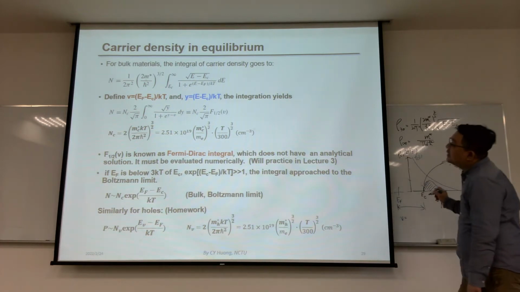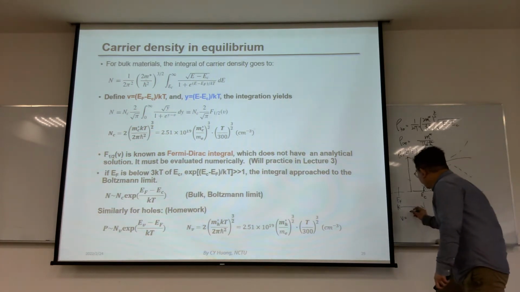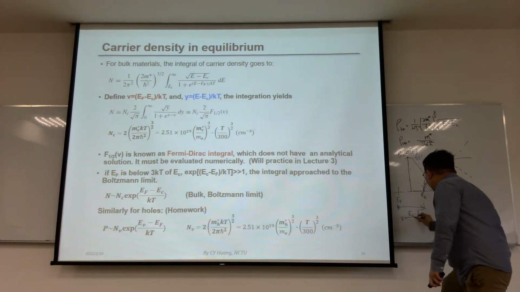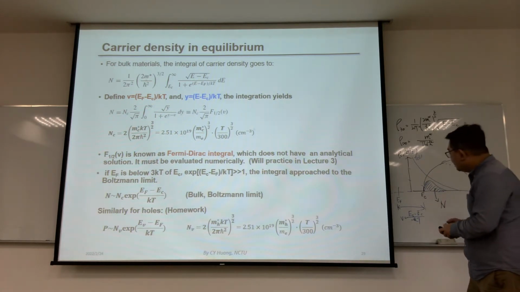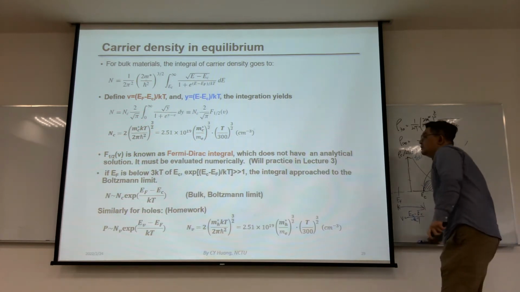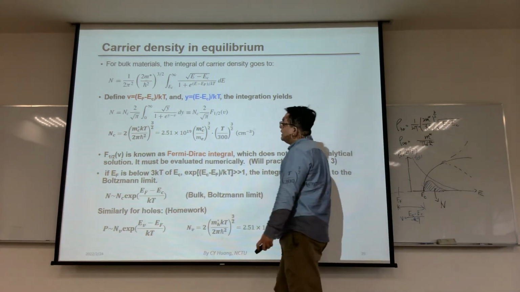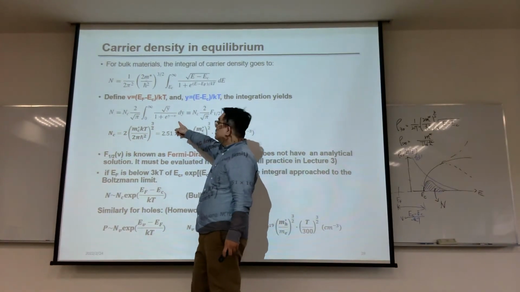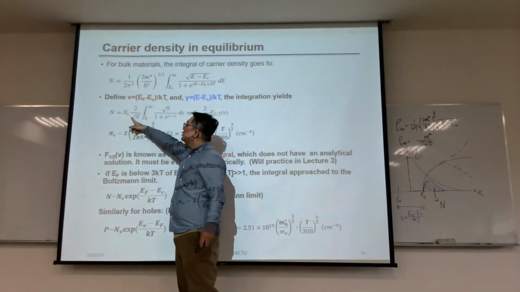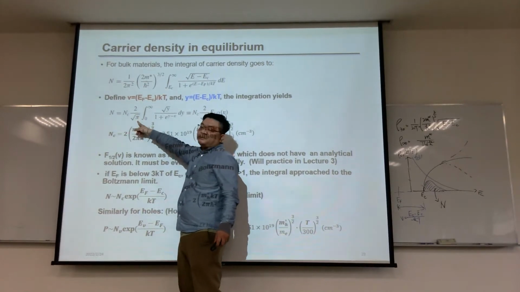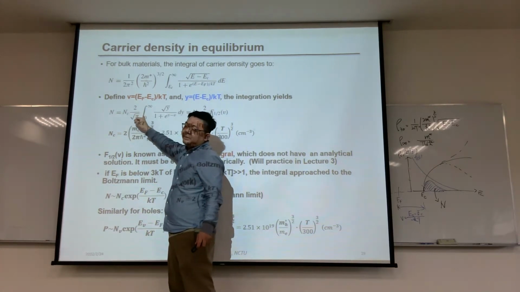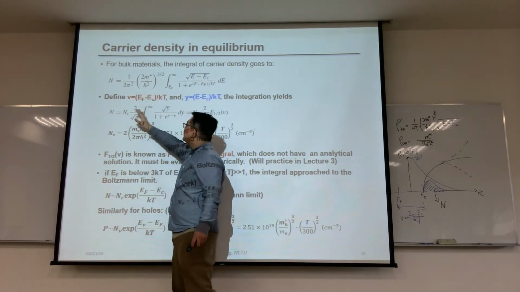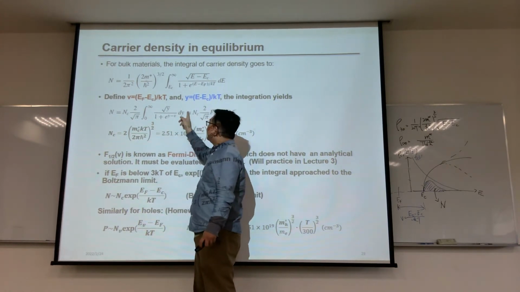EF minus EC divided by kT, since kT is also in terms of energy. So V is a unitless value. Then it becomes an integral like this: a constant times 2 divided by square root pi. We have a reason why we pull out the 2 divided by square root pi, for the reason that we put inside an integral like this.